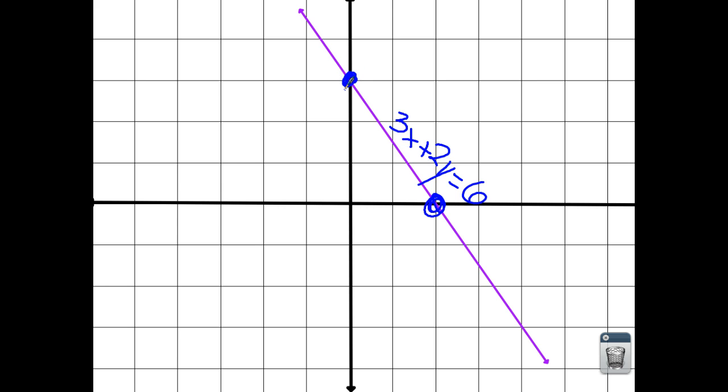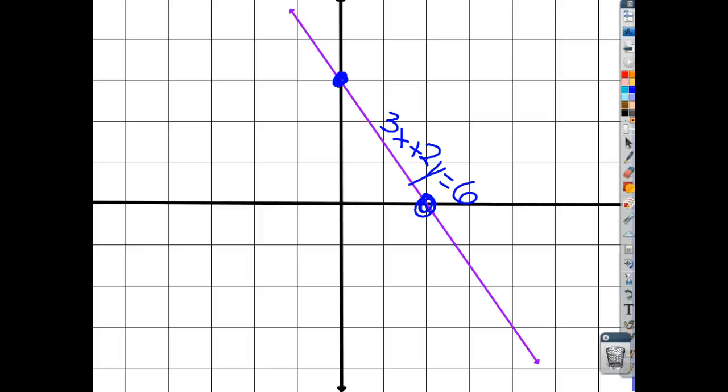So no need to create a function table. Sometimes it's easier just to use intercepts. Make a special note, please, in your notebook. If we were to have a line that did not have a slope, like you're either going to have a vertical line or a horizontal line running parallel to your axes, you're only going to have one intercept.